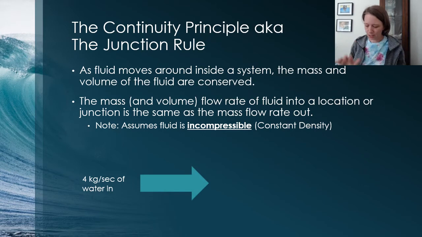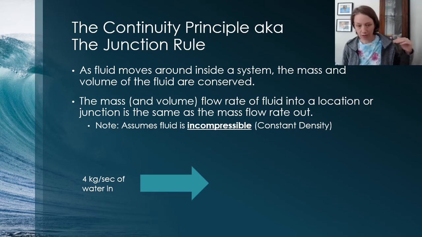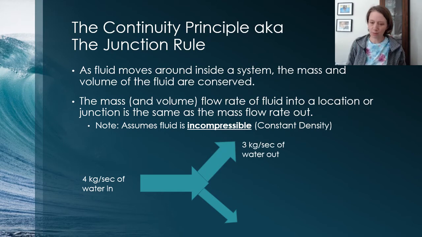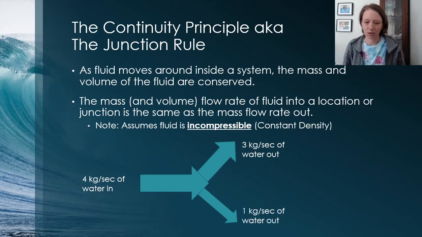That was a kind of complicated definition, but I think practically you will see it works really easy. If I've got 4 kilograms per second of water going in a pipe, and that pipe splits into 2 pipes, and we know that 3 kilograms every second of water is coming out of that top pipe, hopefully you could predict that 1 kilogram per second of water is coming out of the bottom pipe.